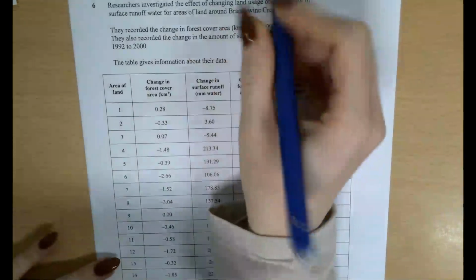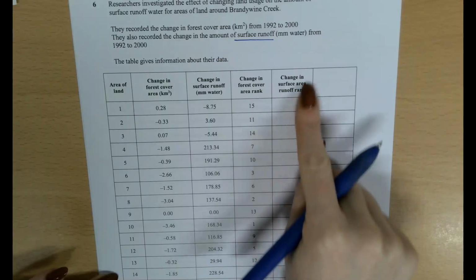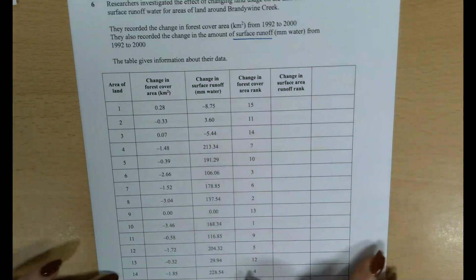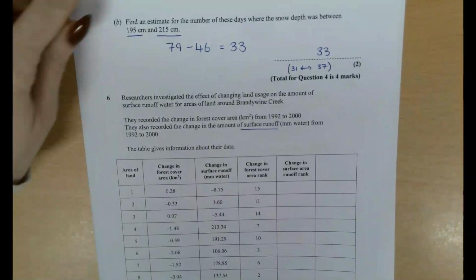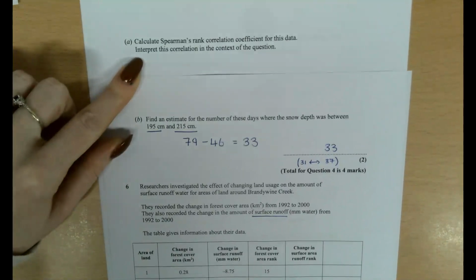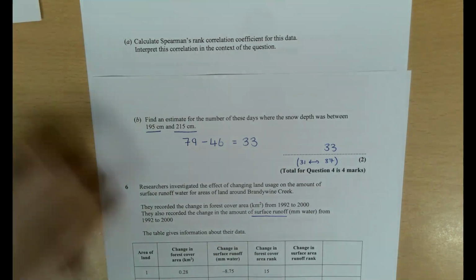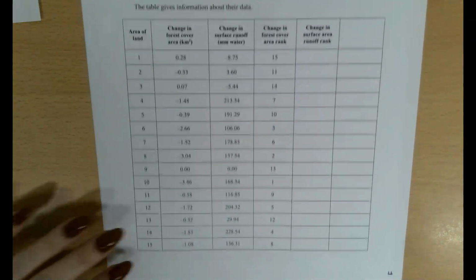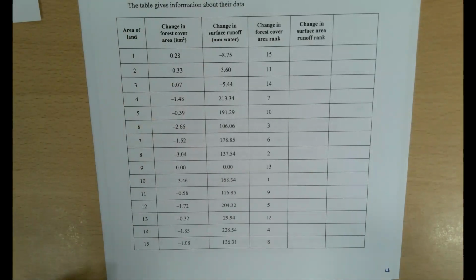What's really important is that we look at what we're actually interested in. So here we're interested in surface runoff, and I'm already getting clues about what I'm going to have to do with this because we're told about change in surface area runoff rank. I'm probably going to need to do that, which makes me think we're going to need to do a Spearman's rank. Let's see. Ah yes, calculate Spearman's rank correlation coefficient for this data. So what we need to first and foremost do, the clue's in the name, we need to rank the surface runoff here. Okay, so I need to put these in order from smallest to largest.